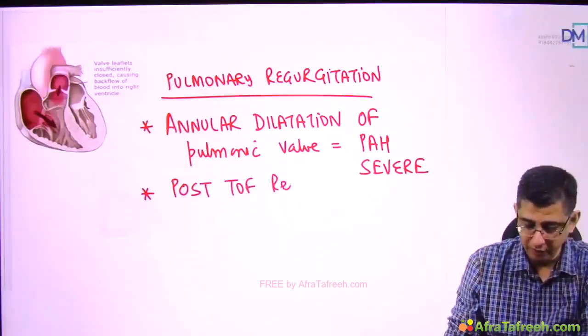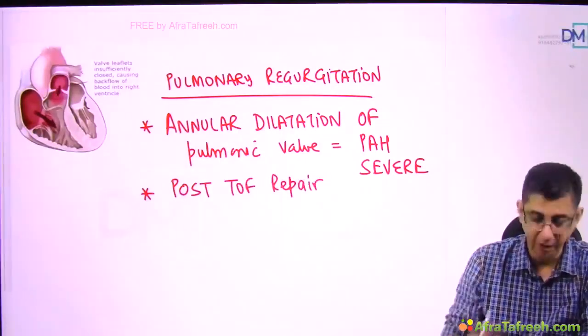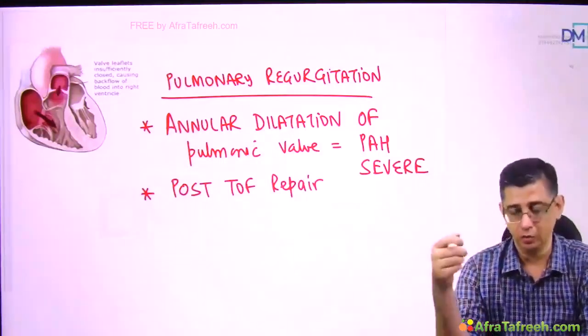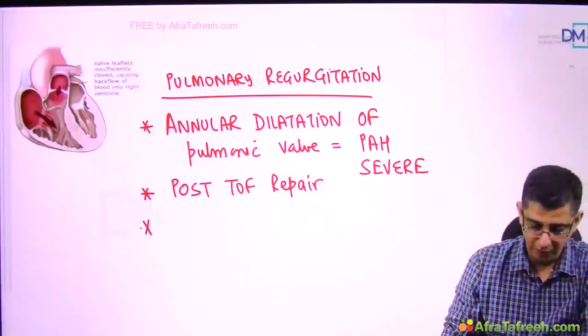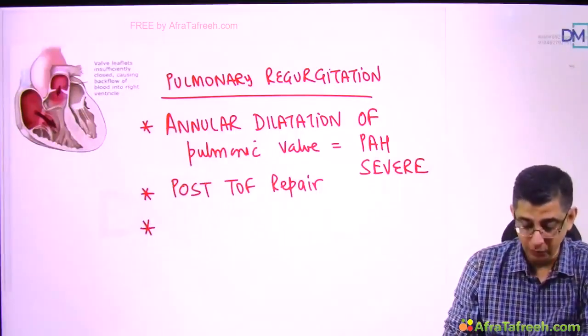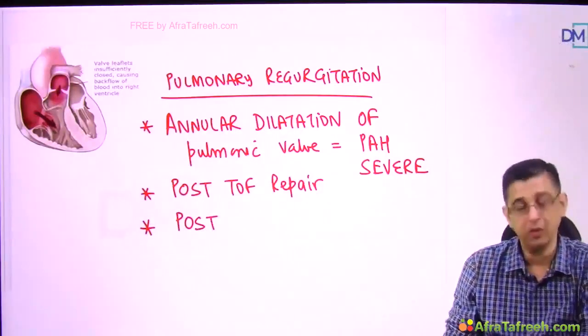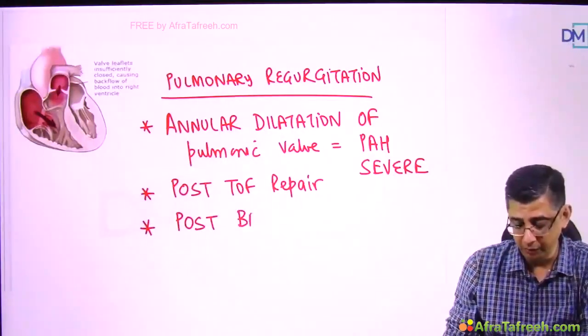You see, in tetralogy of Fallot, there are 4 defects, and one of the primary defects is subpulmonic stenosis. So, over enthusiastic repair can contribute to PR in the patient. The same explanation can also be given for patients who have undergone a balloon valvotomy for pulmonic stenosis.